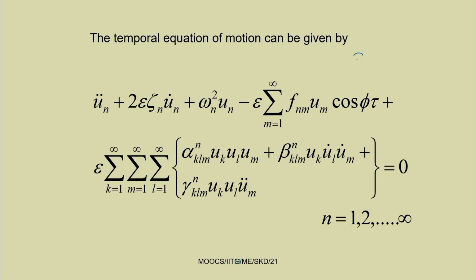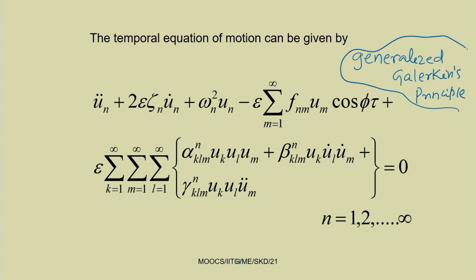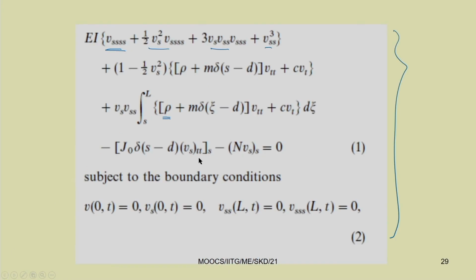generalized Galerkin's method. So, one has to apply the generalized Galerkin's principle or method. Here in this generalized Galerkin's method, one may consider the equation q in this form. Here the equation is written in terms of v. So, all the terms are written in terms of v. So, one can write this v equal to, you just see this is a continuous system and v is a function of both space, that is s, and time t.